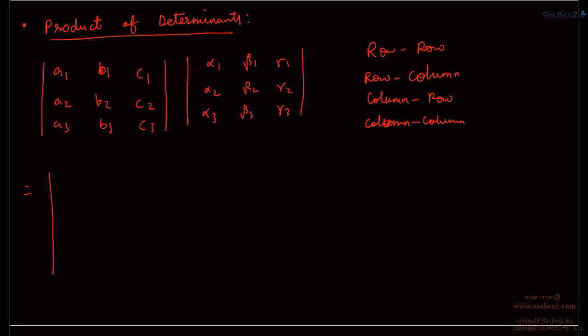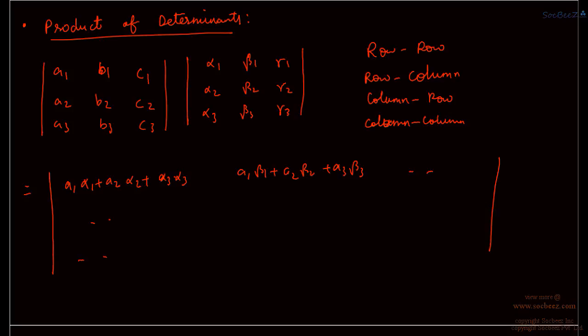Right. So I'll just write a few terms here. Doing it by the column method, the first element will be a1 alpha 1 plus a2 alpha 2 plus a3 alpha 3. Similarly, the next one will be a1 beta 1, a2 beta 2, a3 beta 3, and so on, right?